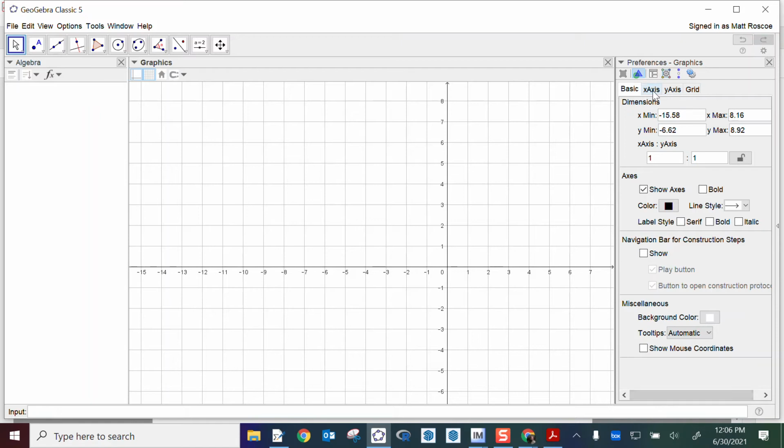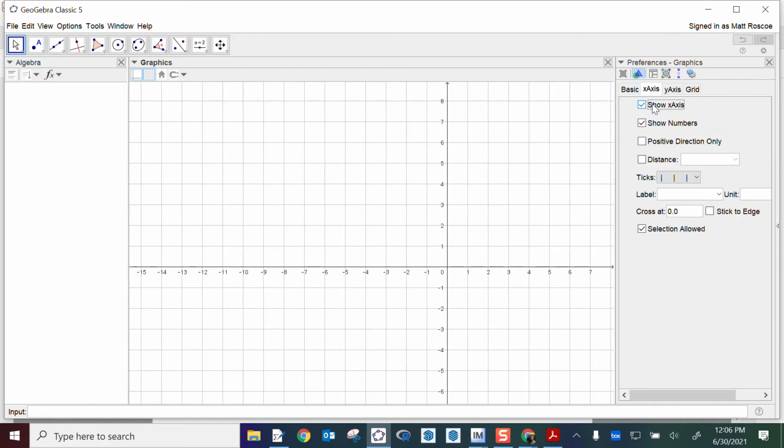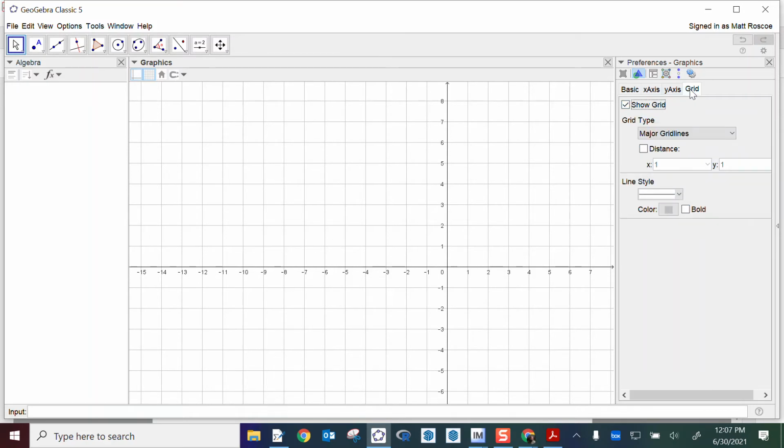In particular, you can format how you want to show or hide one of the axes. You can talk about tick marks. Do you want tick marks and minor tick marks? Do you want set tick marks at a certain distance or let it be automatic? You can also make these stick to the edge. I don't like that. And then you can play around with the grid. It defaults to show major and minor grid lines. I really don't like that, so I leave it at major grid lines only. And I do usually like my distance set to 1 by 1, so just unit grid lines or lattice points.